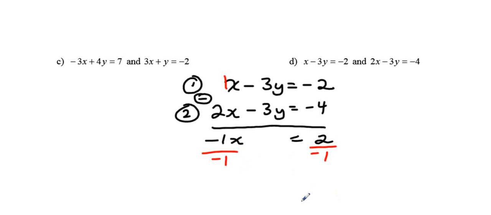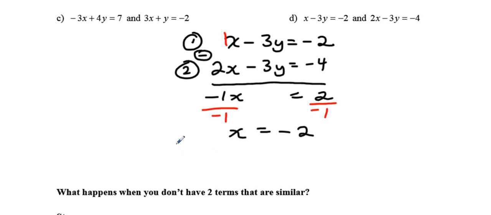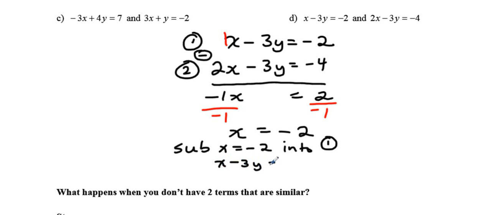And we're going to be left with x equals -2. All right. And from here, we're just substituting into either equation, remember? So we're going to sub x equals -2 into, let's go with 1. So we get x minus 3y equals -2. When I put the -2 in there, ooh, there's a lot of negatives.